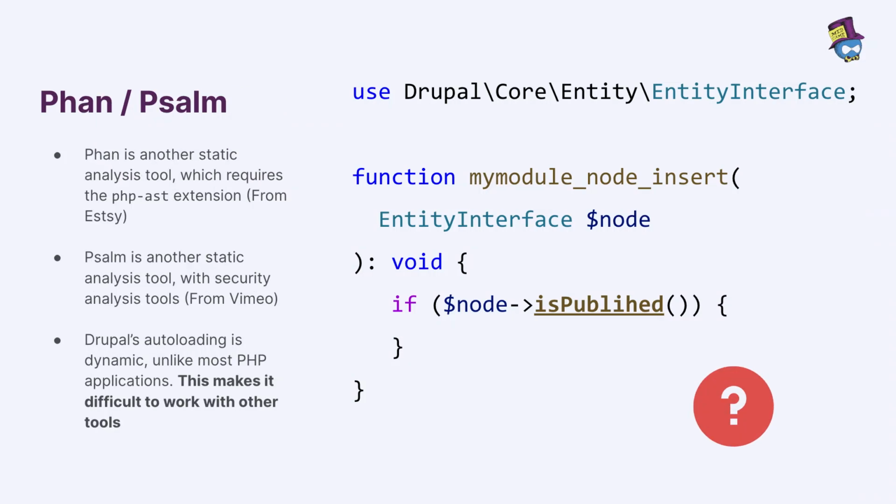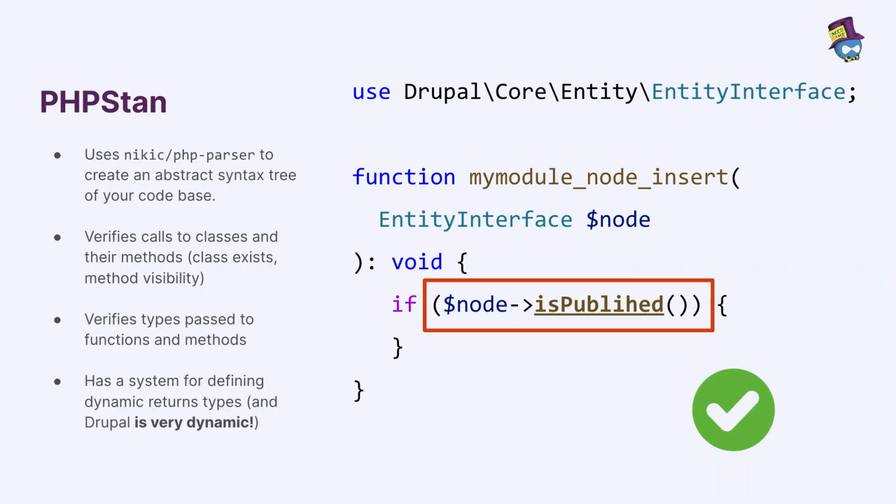There is also Phan, which was created by Etsy and uses the AST extension for PHP, where AST stands for Abstract Syntax Tree. And then there's also Psalm, which was built by Vimeo. And these are two different static analysis tools for PHP. But they didn't really have a great way of working with Drupal or getting it to understand Drupal's autoloading. So it's very difficult to integrate with. Maybe since time has gone on, maybe they are easier now. But it wasn't at the time.